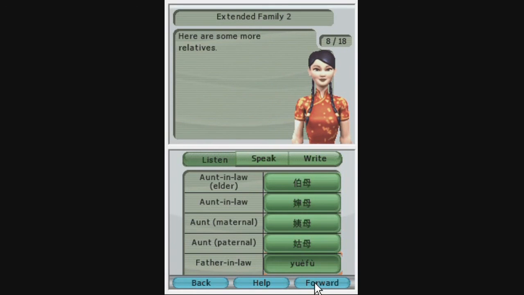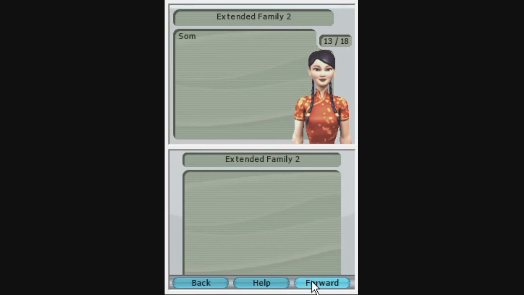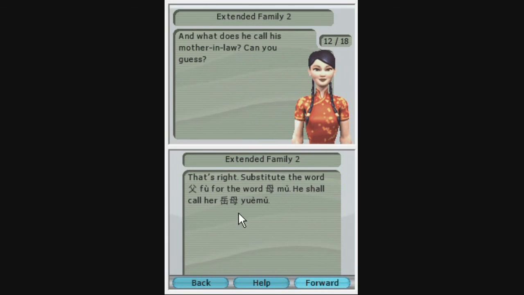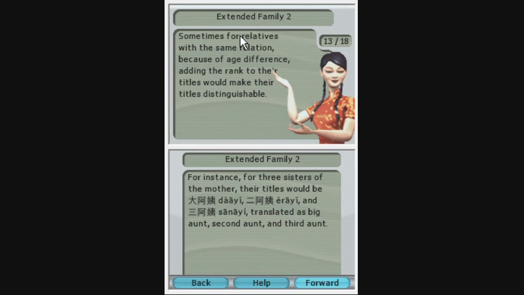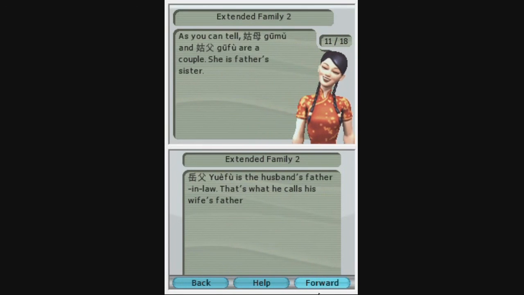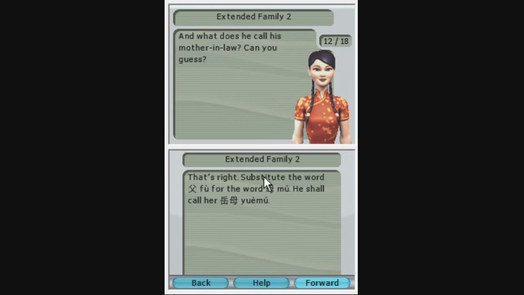Yuefu. Now wait a minute. Yuefu, Gumu. Is that the same one? Yuefu. Same little letter? No, where is it? Where is it? Yep, Yuemu. Alright, Yuemu. There we go. Sometimes, is that the same thing? Where did I go? Yes, I think that's it.